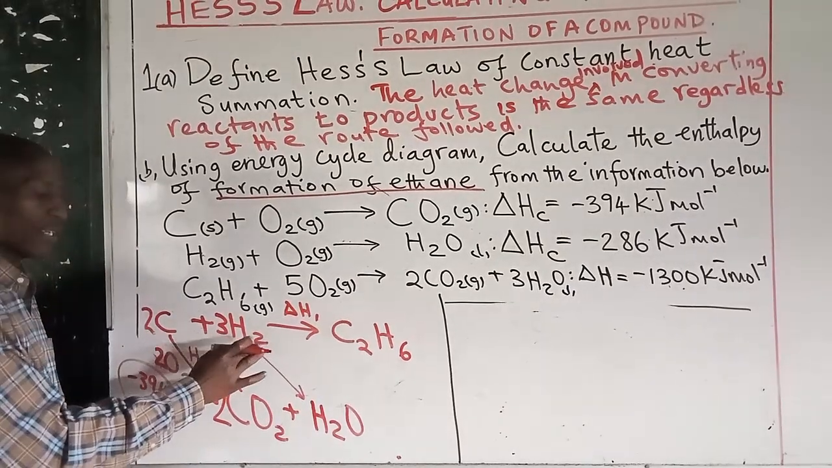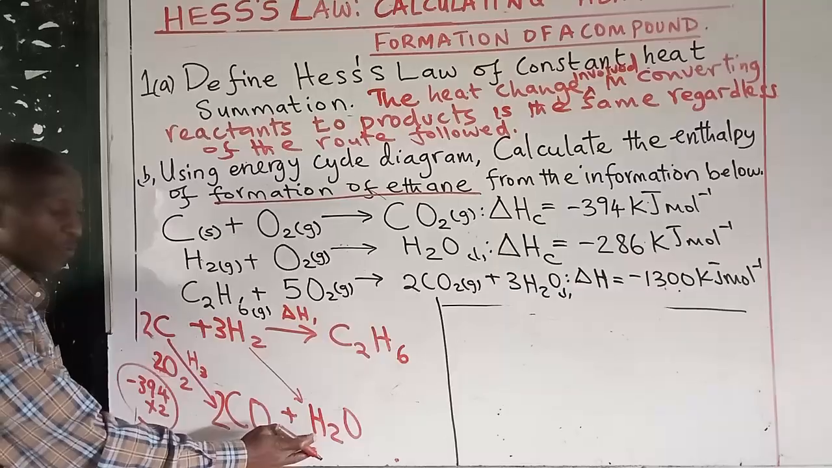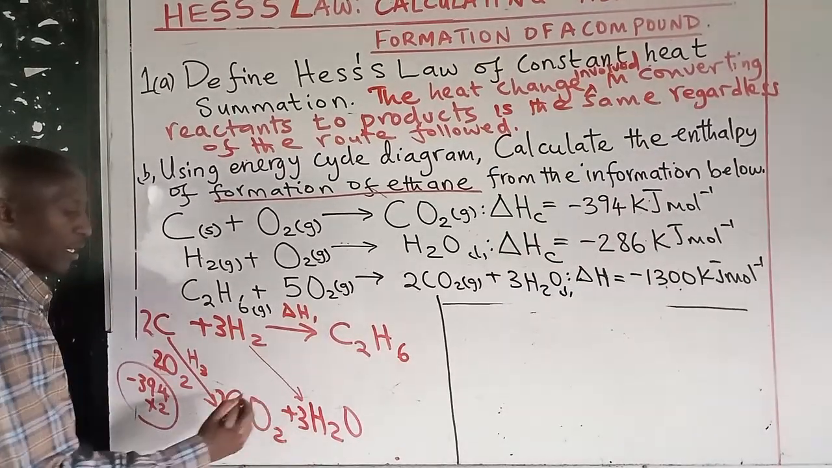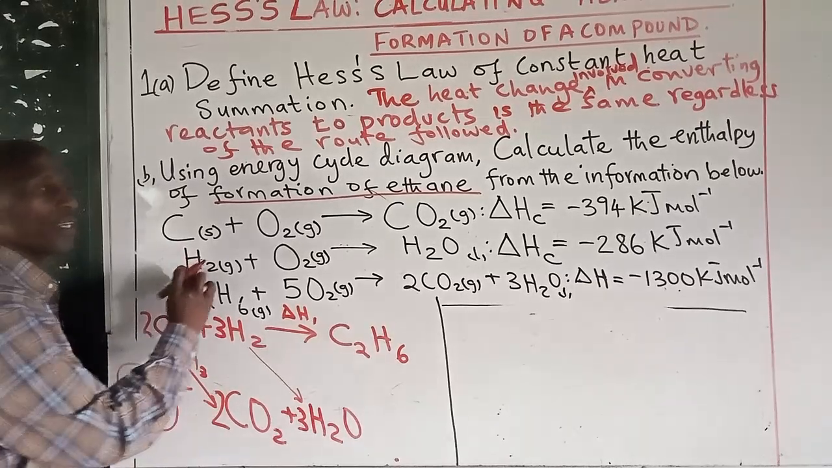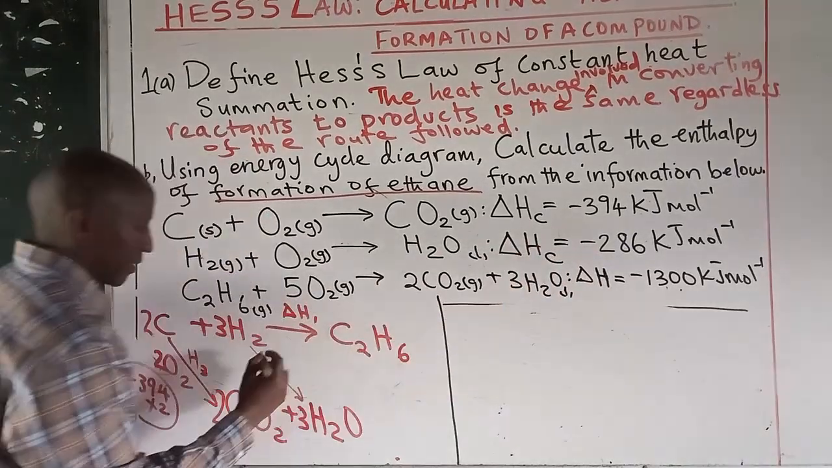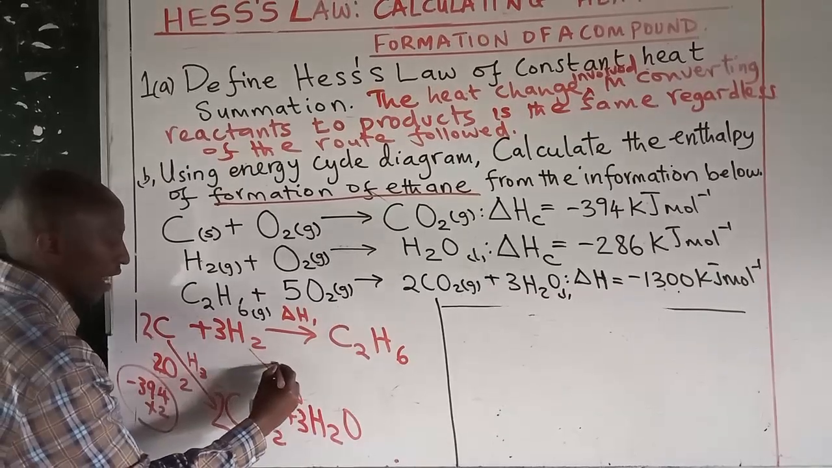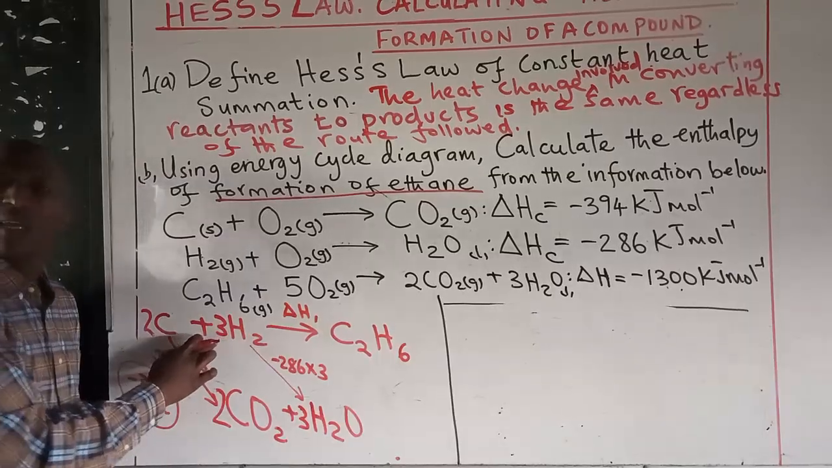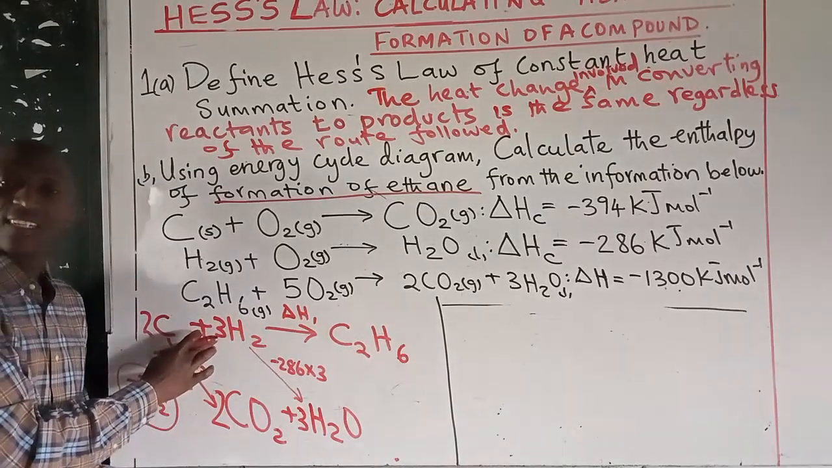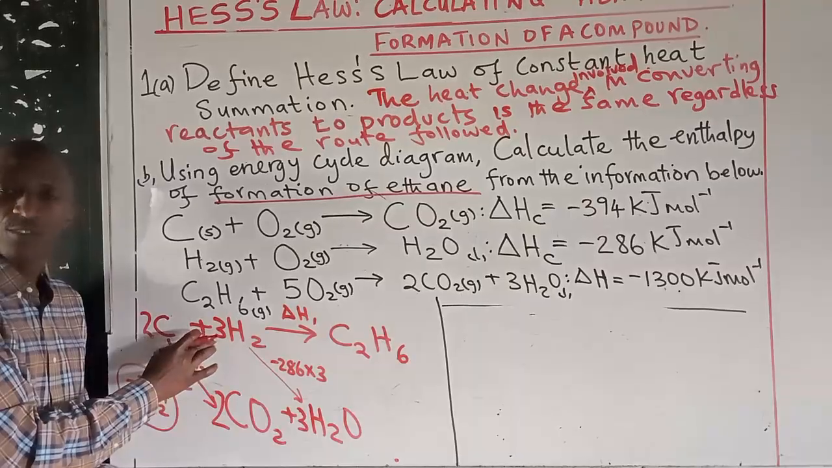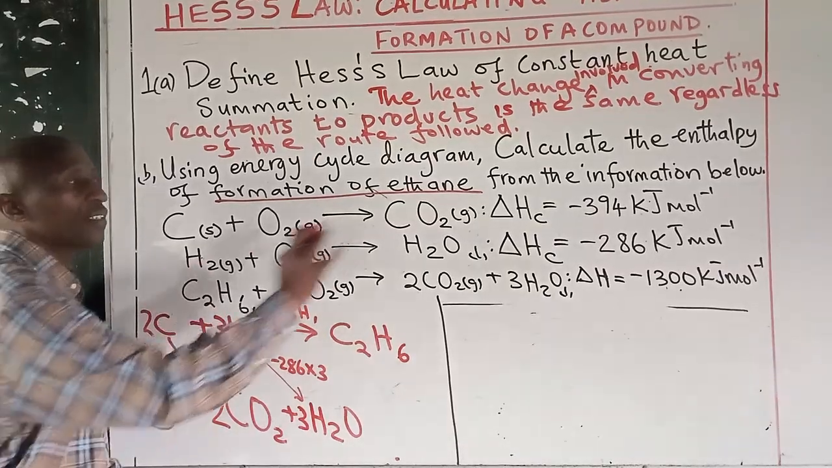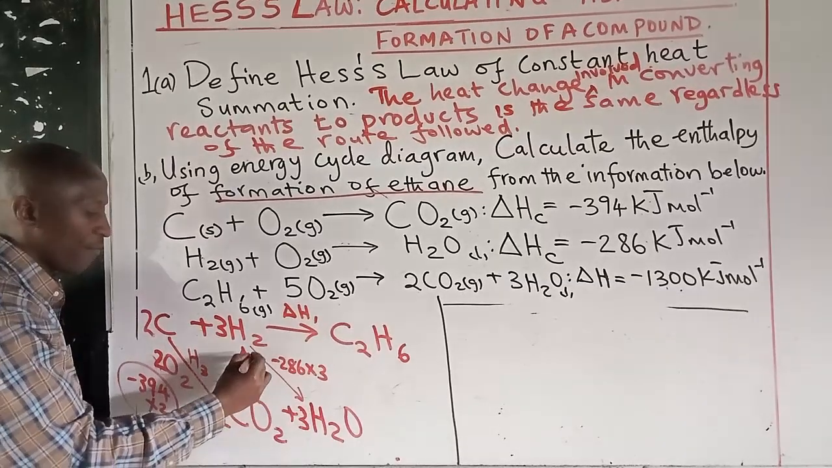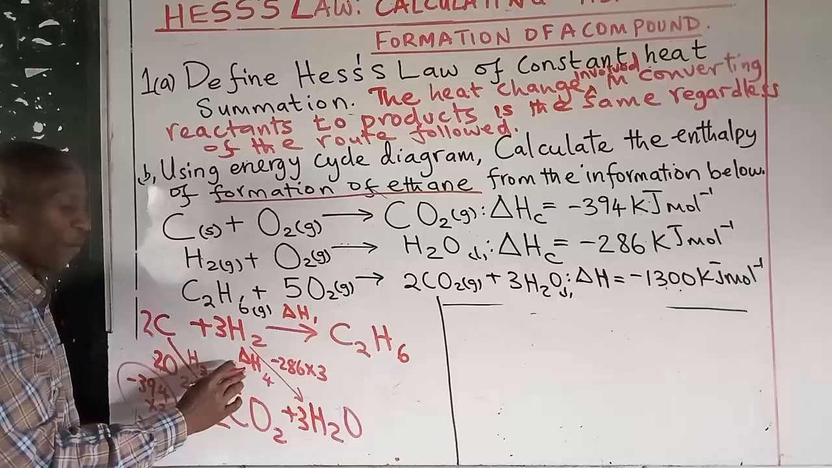However, we have 6 atoms. We must be able to account for them here. So we have 3. And that means where 1 mole of hydrogen releases 286, this will be negative 286 times 3, because we shall be reacting 3 moles of hydrogen. If 1 mole yields 286, 3 will yield how much? This will be our value for delta H4.